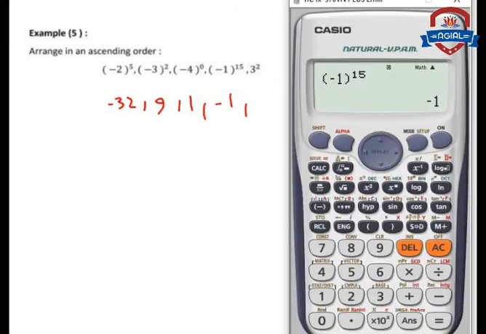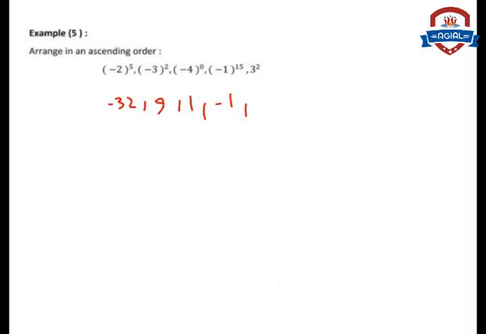And 3 to the power of 2 equals 9. So we have 9. And now we have the numbers, so we just need to arrange in ascending order. We have negative 32, 9, 1, negative 1, and 9. So the smallest number here is negative 32. After that, we have negative 1. After that, we have 1. And after that, we have 9.